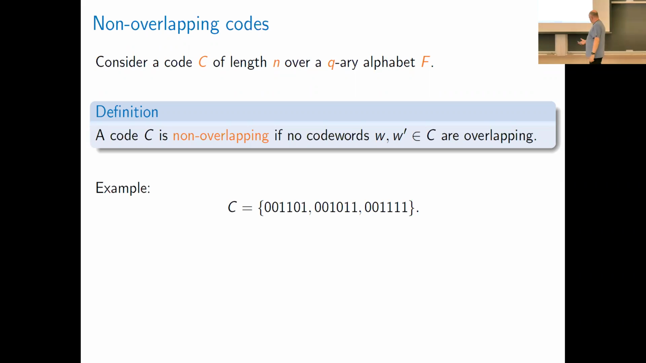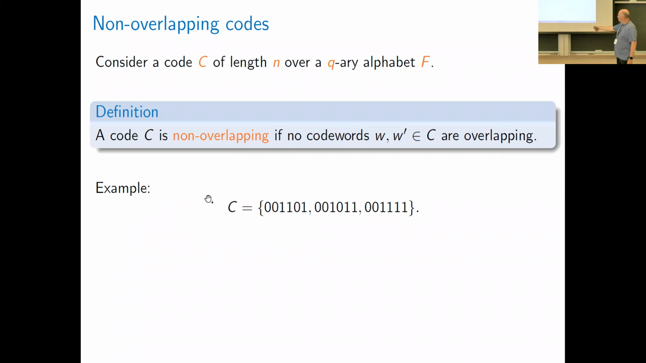So, it buzzed. I wonder why that buzzed. Okay, so here's an example of a non-overlapping code. Three binary code words here. Oh, hey, look at that. That's probably what's happened. It buzzed because it's now switched this thing on.